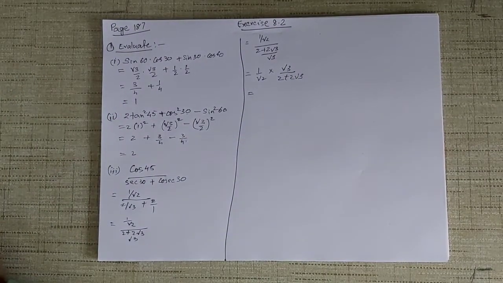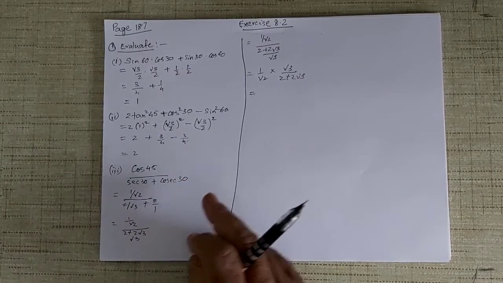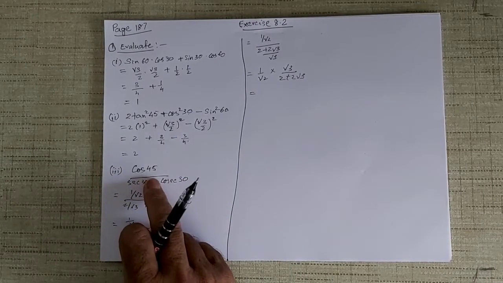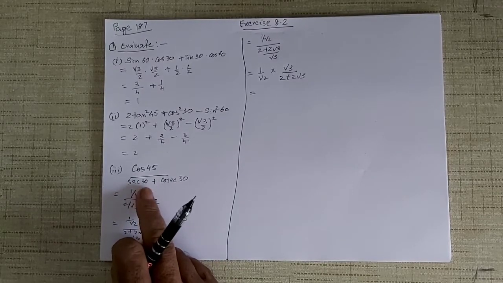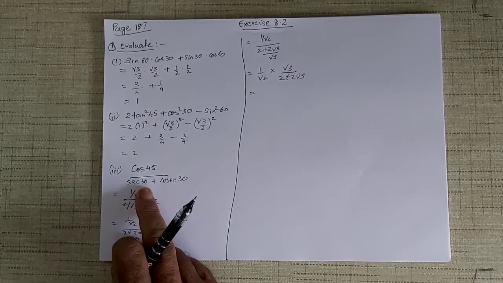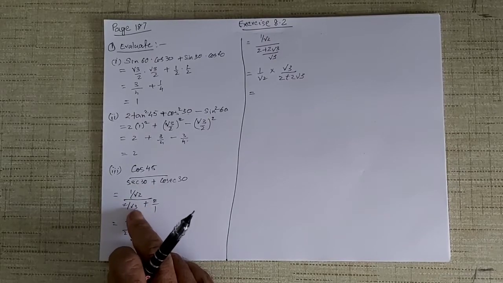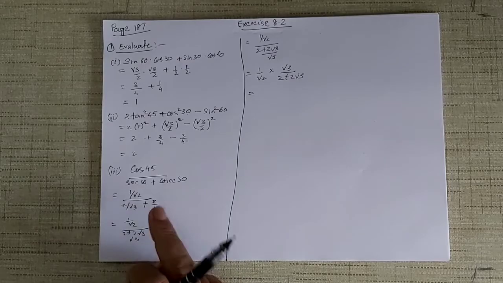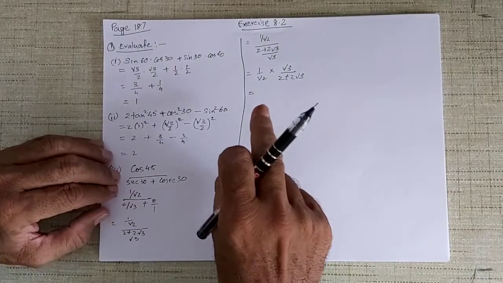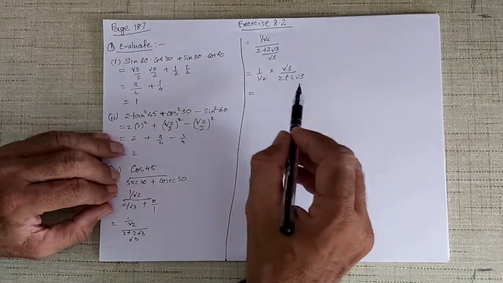Remember, the values should not be wrong at all. Cos 45 is 1 upon root 2. Sec 30 is equal to 2 upon root 3, and cosec 30 is equal to 2. The values must be correct, otherwise you will get it wrong. Now it's only a question of simplifying this.